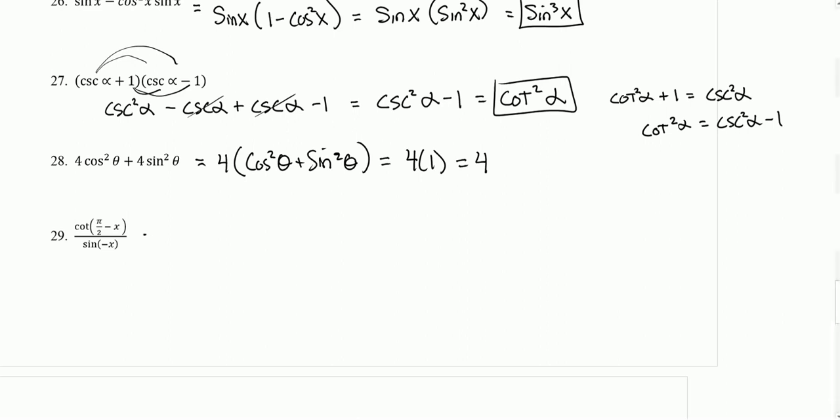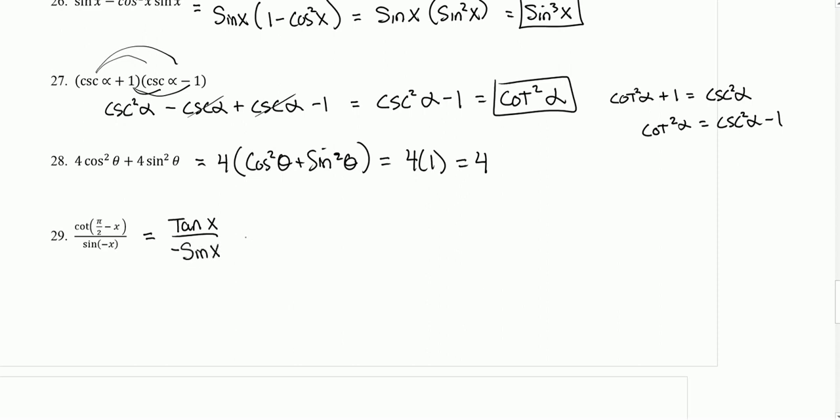We have to use our cofunction identity because we have that pi over 2 minus x, and the cotangent of pi over 2 minus x is going to give us the tangent of x. Also, sine of negative x, we're going to have to use our even odd functions here. Sine is an odd function, so sine of negative x is equal to negative sine of x.